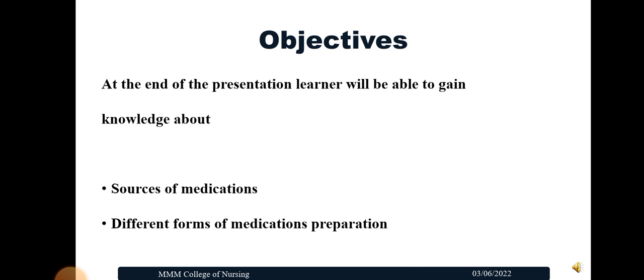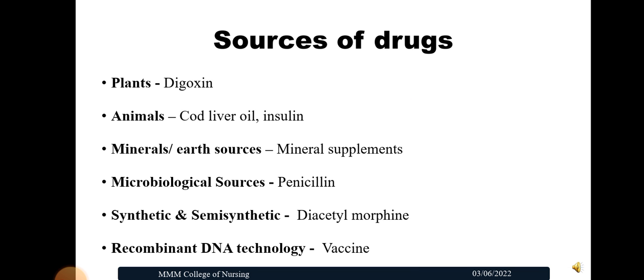This video will help you to understand about the different sources of medication and also the different forms of medication preparation. The drugs are prepared through different sources like plants, animals, minerals, microbiological sources, synthetic and semi-synthetic agents, and also by using the recombinant DNA technology.